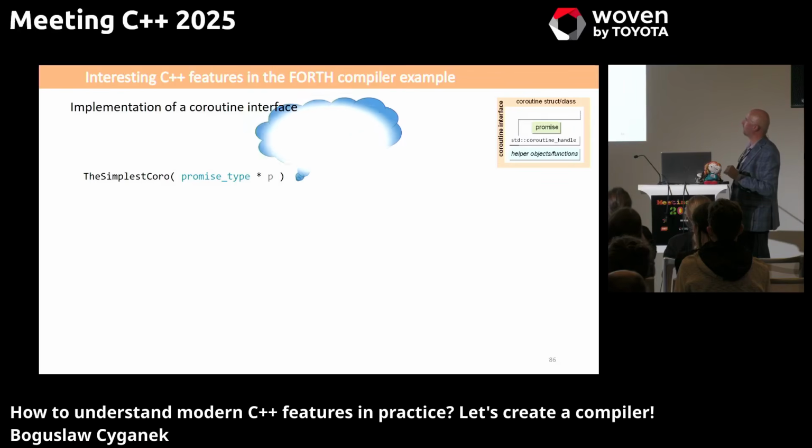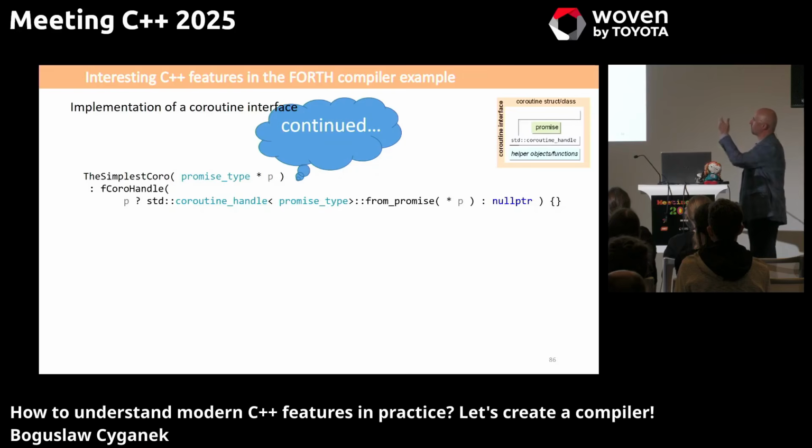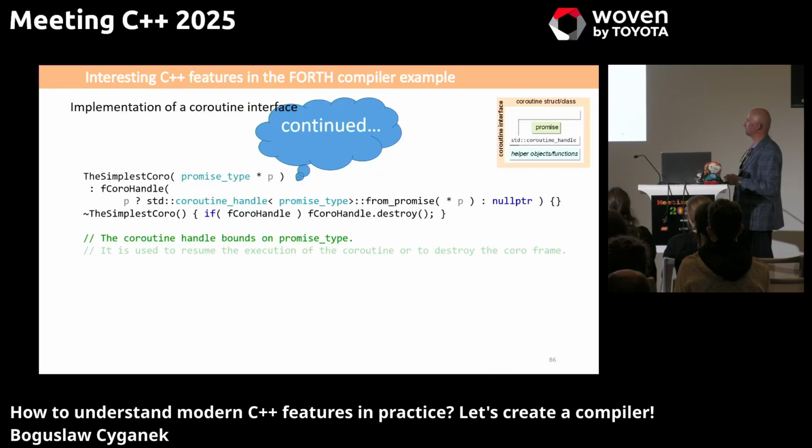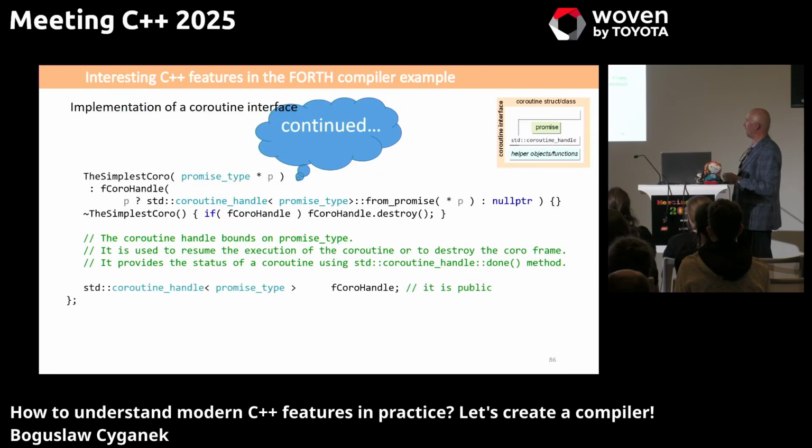And here we have the way to construct, this is the continuation of how to construct the simplest coro from the promise. We have a constructor. And we have also the destructor. If the coroutine is done, we destroy it. And we need a handle as well to handle the coroutine. So we have all these pillars here.